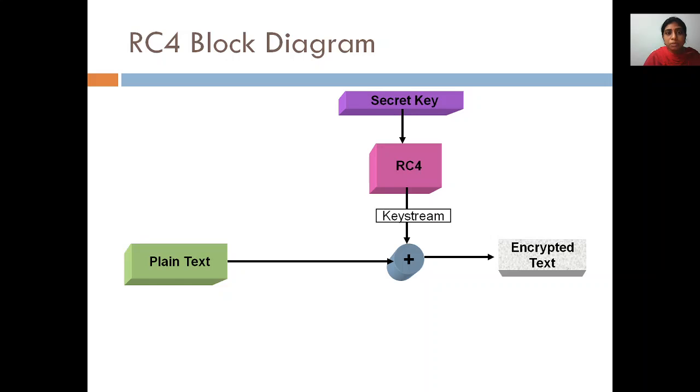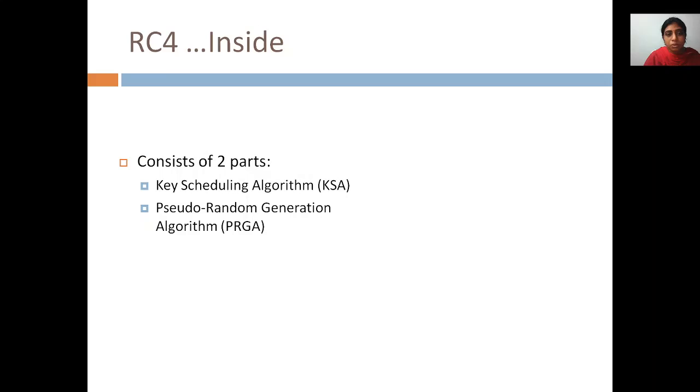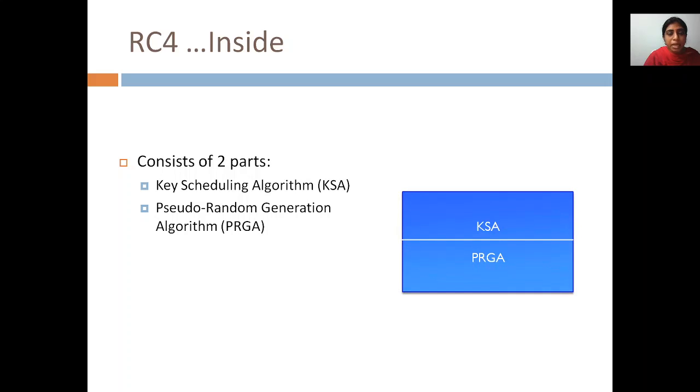Then coming to the block diagram of RC4, we have the secret key which we apply to RC4. We get the key values that we XOR with the plain text, and we get the encrypted ciphertext values. Generally in RC4 we have two parts: one is the KSA and the other is the PRGA. KSA means key scheduling algorithm, and PRGA is the pseudo random generator algorithm.